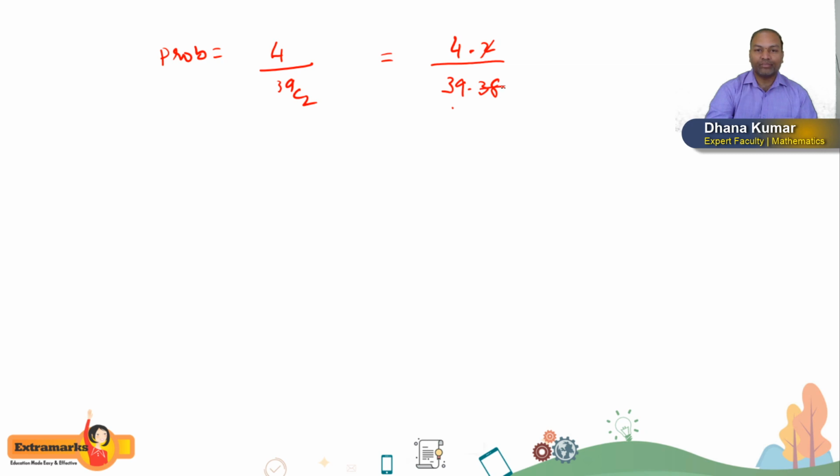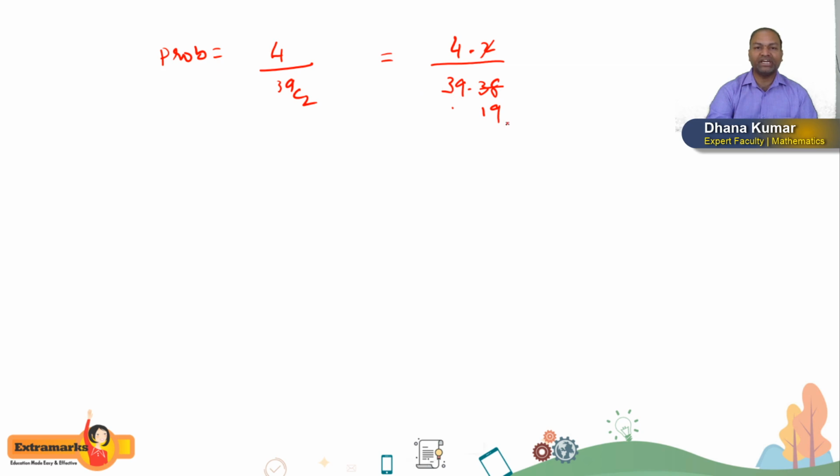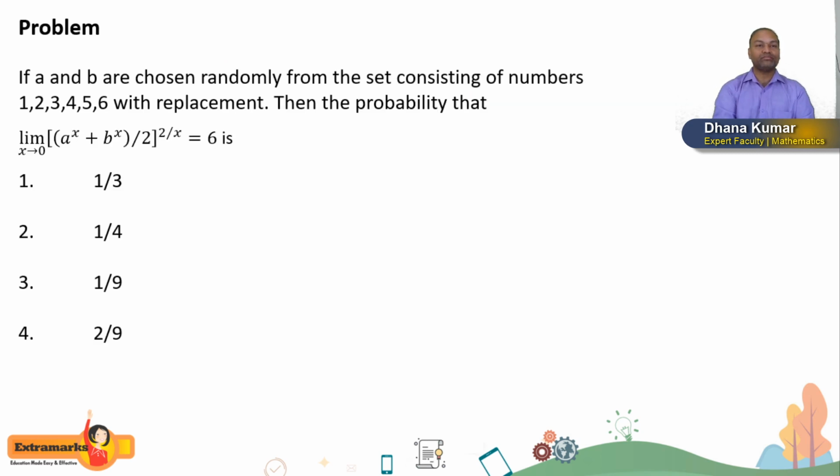2 ones are 2, 2 ones are 2, 1, 8, 18, 2 nines are 18. After that, is there any other possibility? No. 4 by... So I think in options this is the numerator only. So this one might be correct. If you want, you can multiply 39 into 9 also, then verify. Understood? Right.